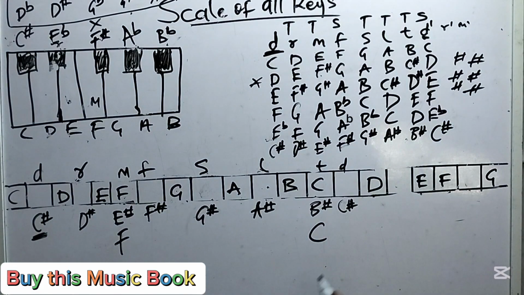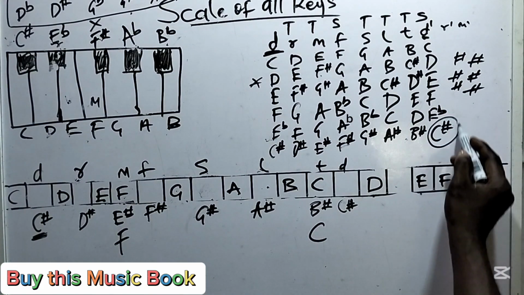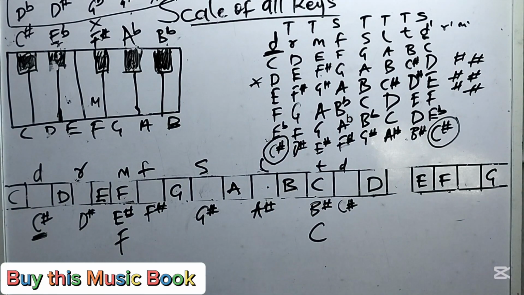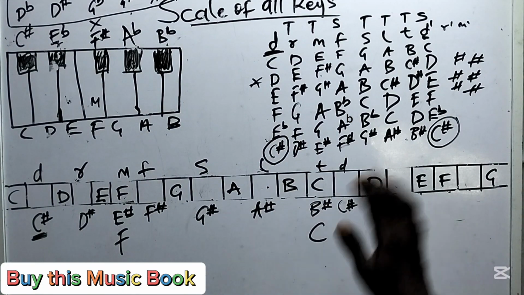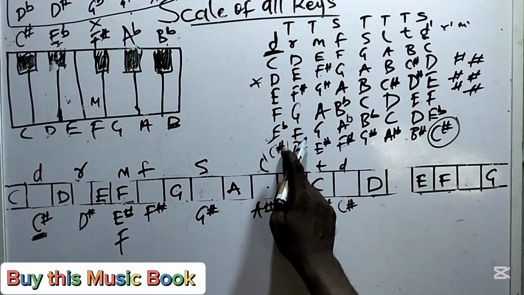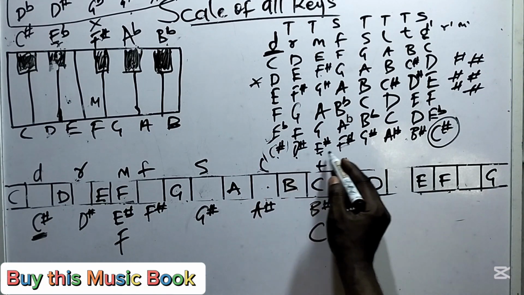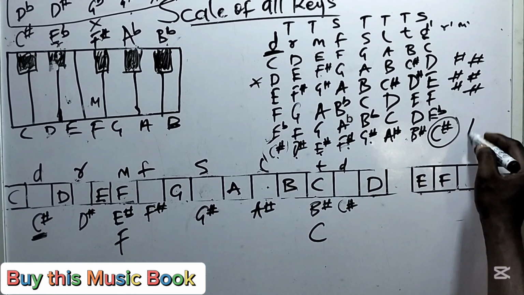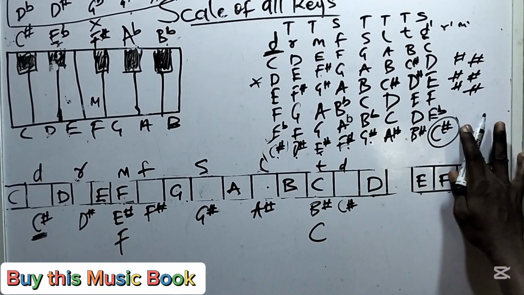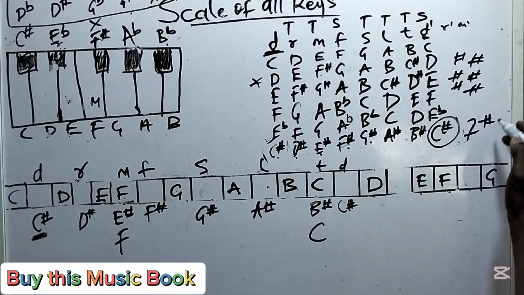If you look at this now, I have C sharp here and I have C sharp here. It's only one that I will pick. If you are asking how many sharps here, I will not count this one. I'll just count the first one. 1, 2, 3, 4, 5, 6, 7. So this thing has 7 sharps. Do you understand it? It has 7 sharps.